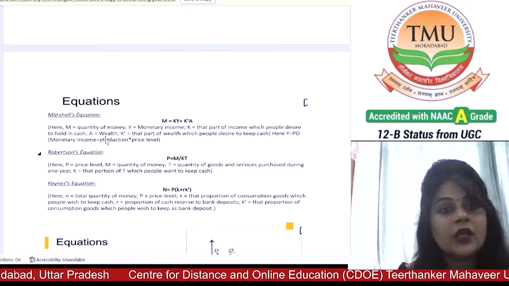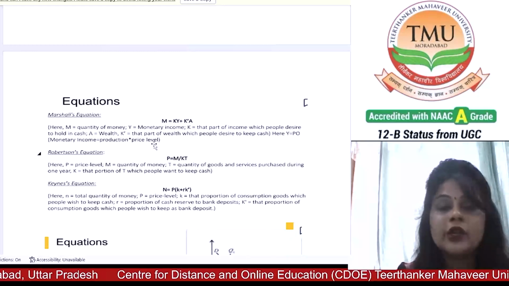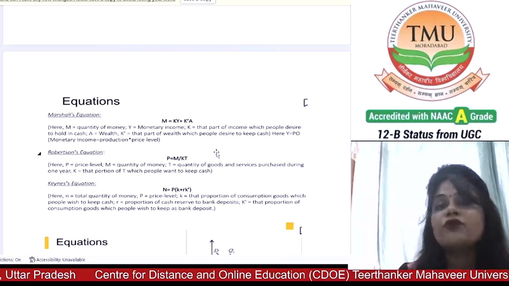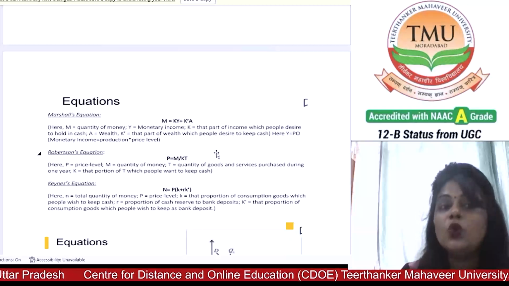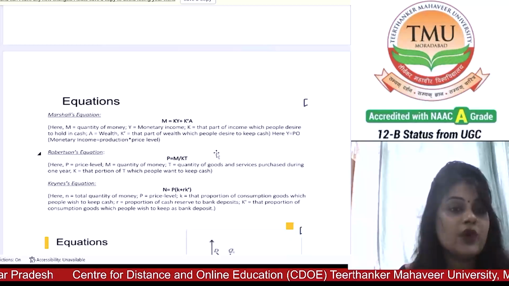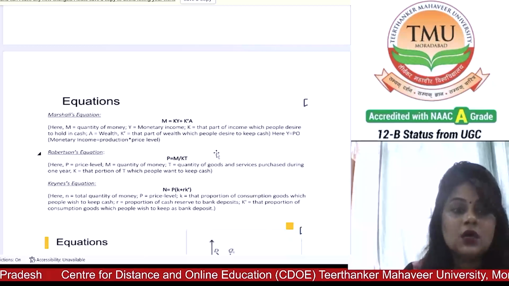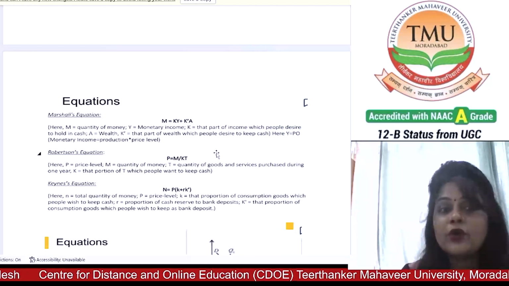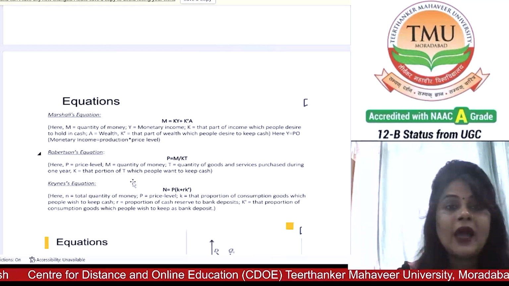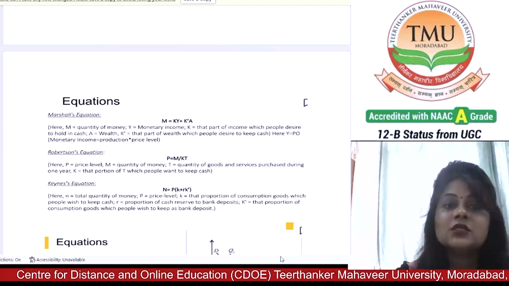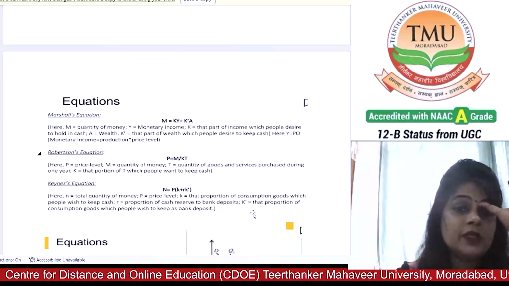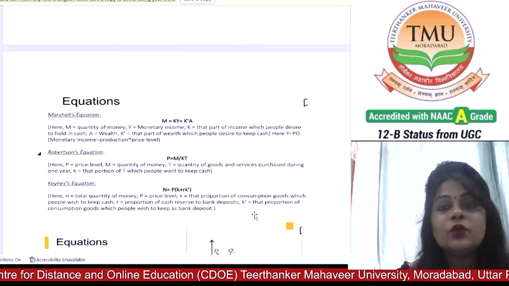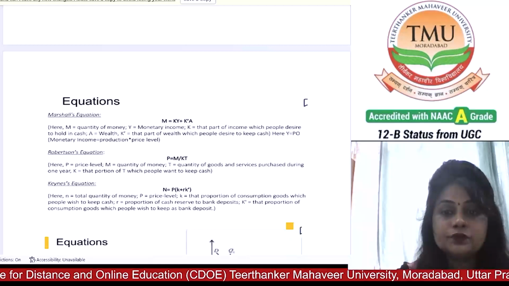Here M is the quantity of money, y is monetary income, and k is that part of income which people desire to hold. K has a very significant role. K is the part of income which people want to hold, and k' is that part of wealth which people desire to keep in cash. Here y is equal to P into O.